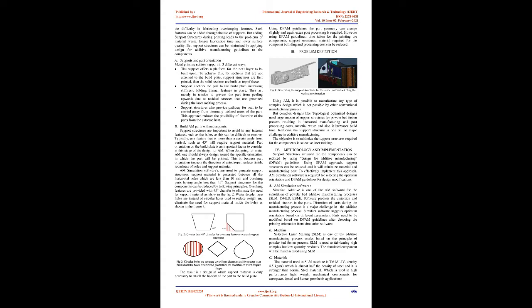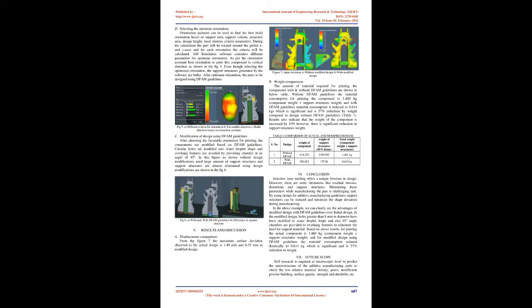Support material is generated between all the horizontal holes which are less than 10 mm and overhang parts having angle less than 45°. Support structures for the components can be reduced by following principles. Overhang features are provided with 45° chamfer to eliminate the need for support material as shown in Fig 2. Water droplet type holes are used instead of circular holes to reduce weight and eliminate the need for support material inside the holes as shown in Figure 3.